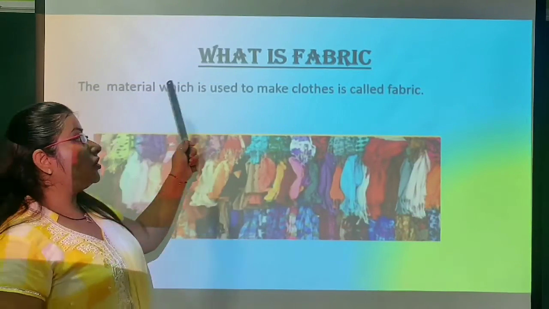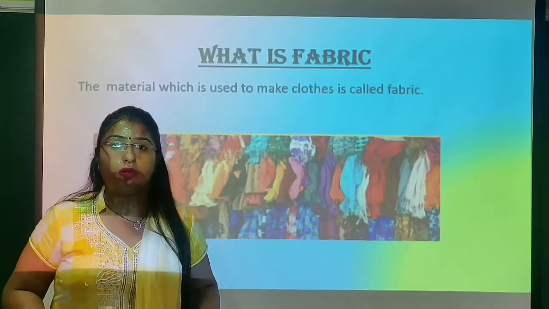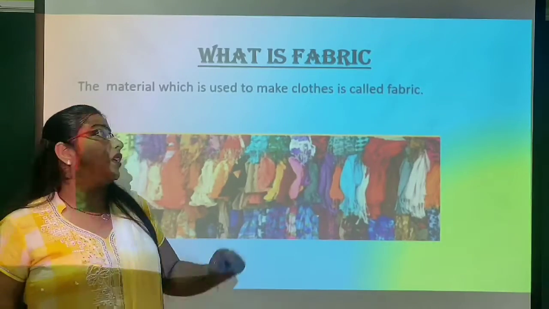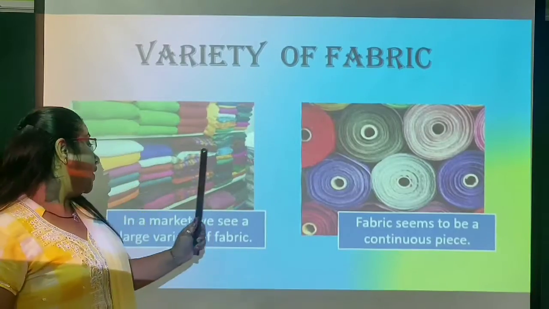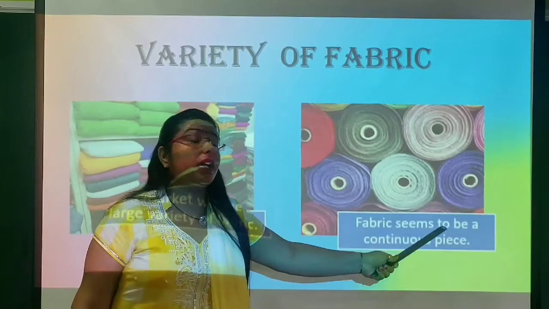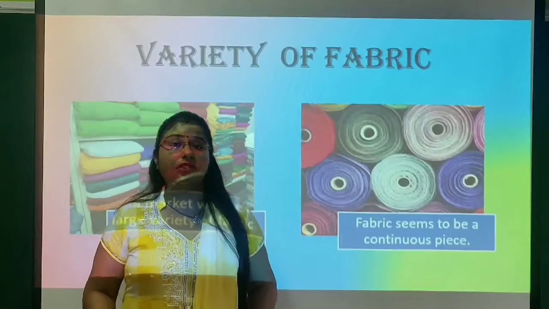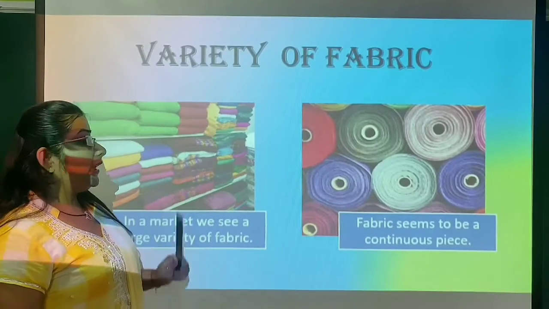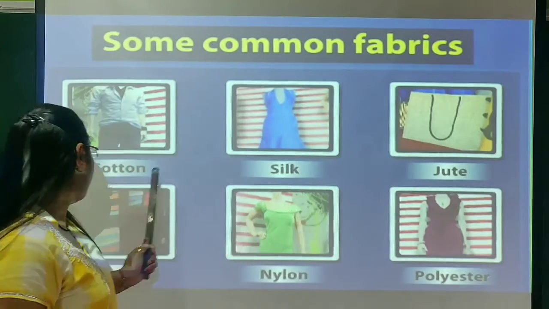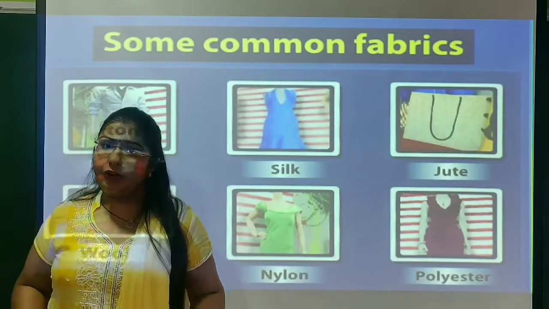The material which is used to make clothes is called fabric. It means the material which we use to make different types of clothes, that will be a salwar suit, etc. That is known as fabric. Now in the market we see a large variety of fabric, and fabric seems to be a continuous piece. Now there are different types of fabric: cotton, silk, jute, wool, nylon, polyester. These all are the variety of fabrics.